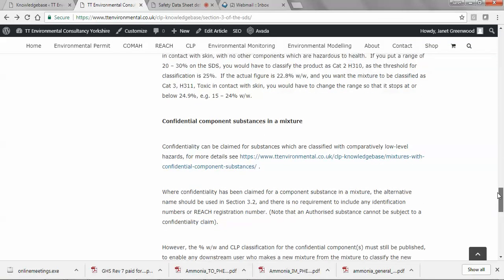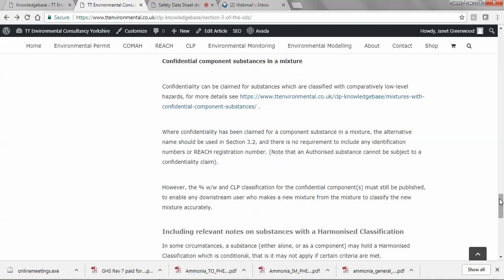Okay, so confidentiality is the next thing to think about. You can claim confidentiality for substances that are classified with low-level hazards. You shouldn't need to do it for anything that is not classified, because you are not under any obligation to say what it is on the SDS.